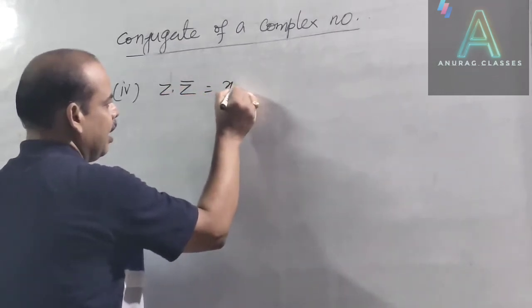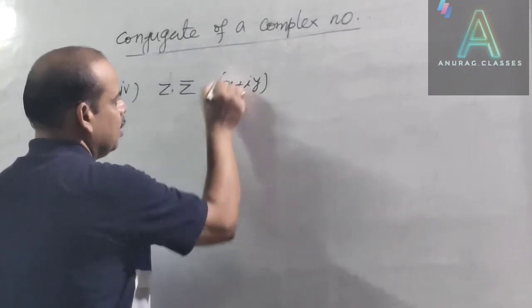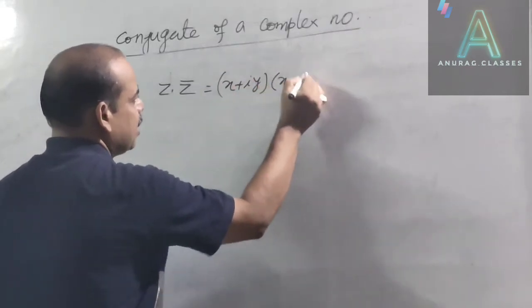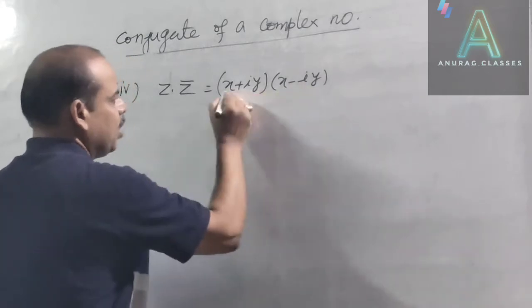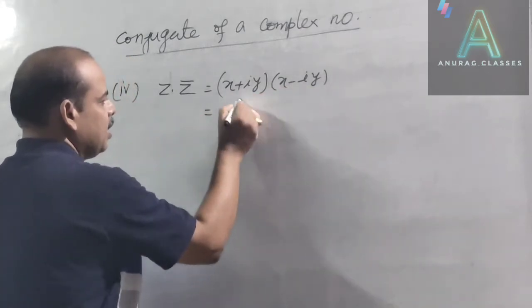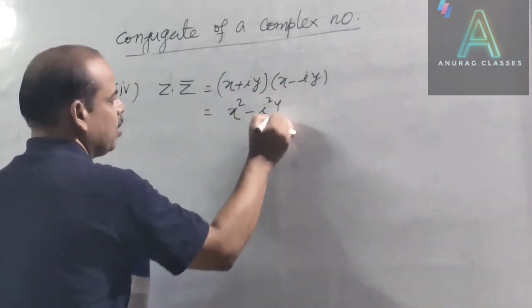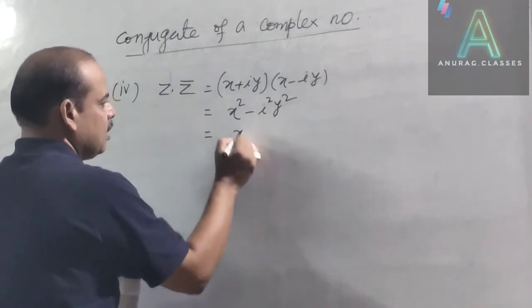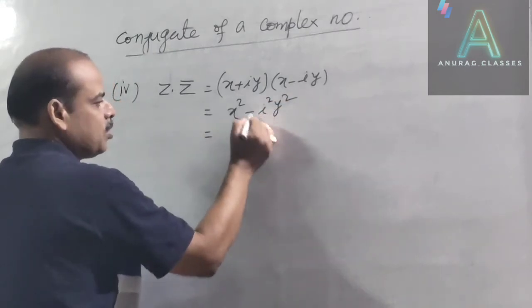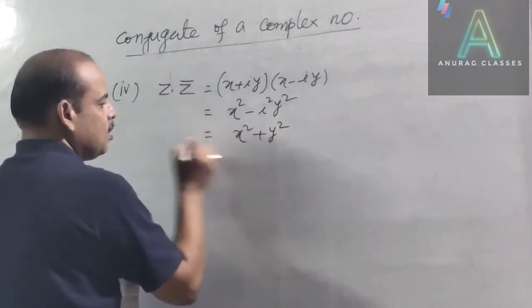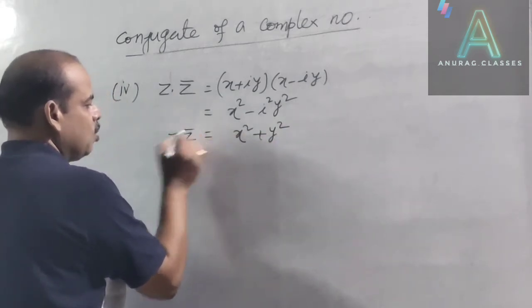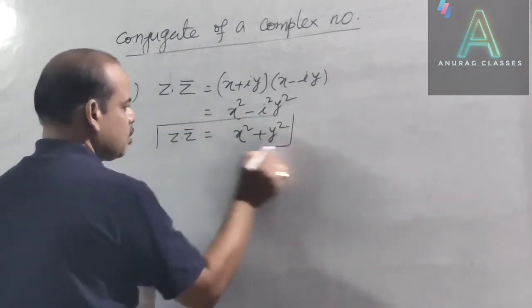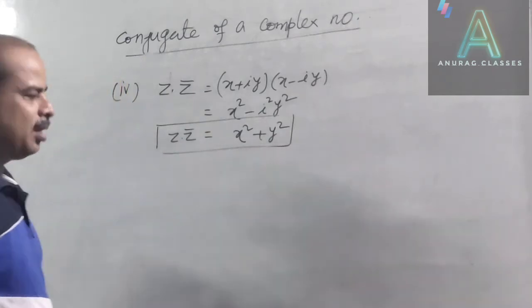It is x plus iota y into x minus iota y, and by the formula a plus b into a minus b, it is x square minus iota square y square, and iota square is minus 1, so minus minus plus. So z into z conjugate is x square plus y square.